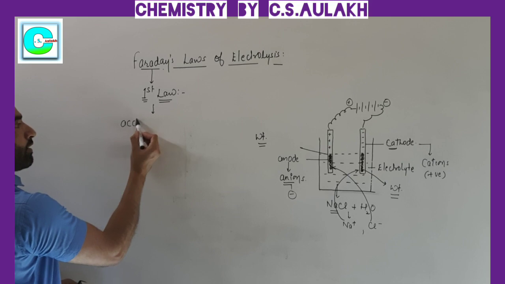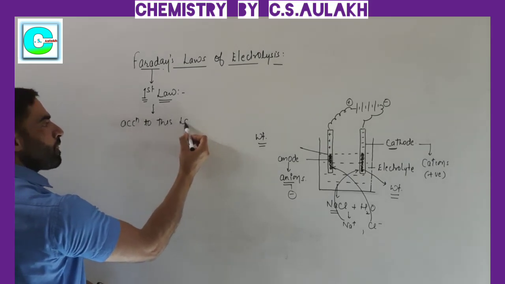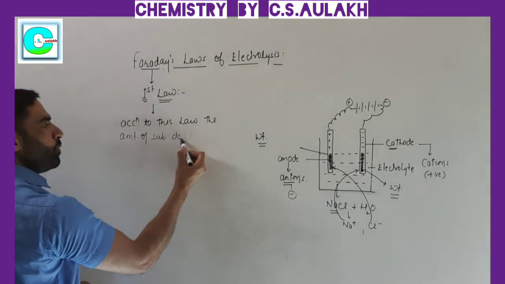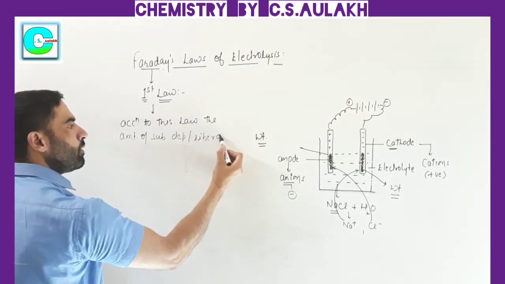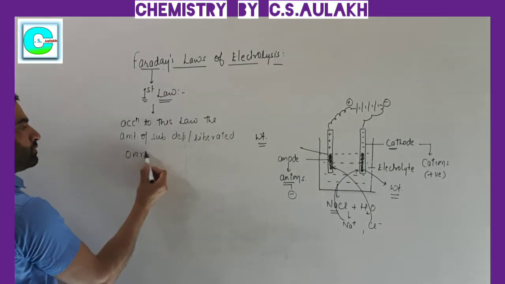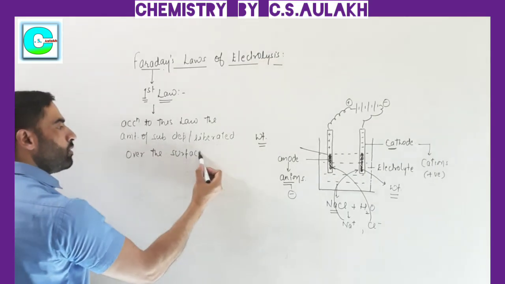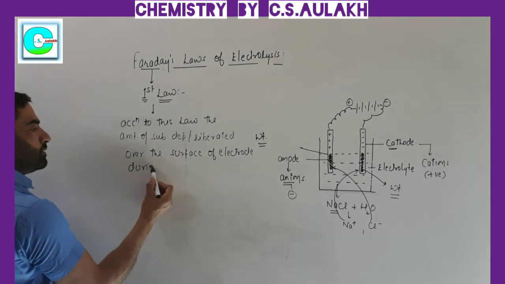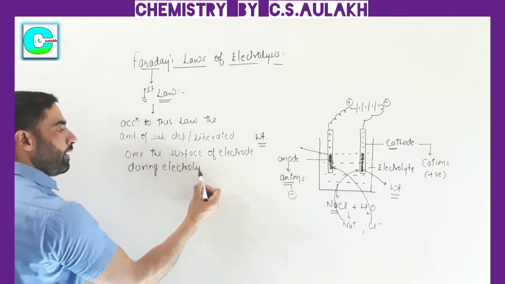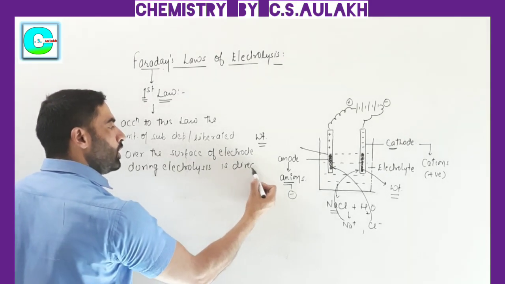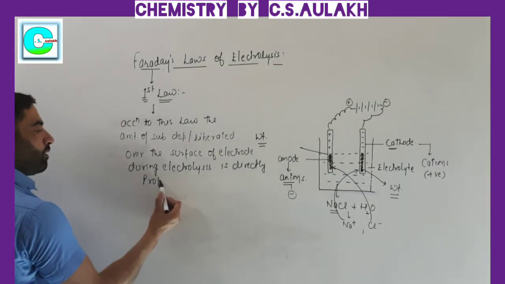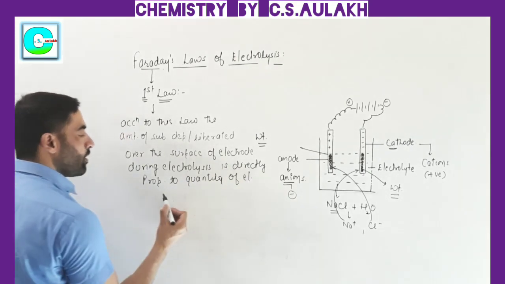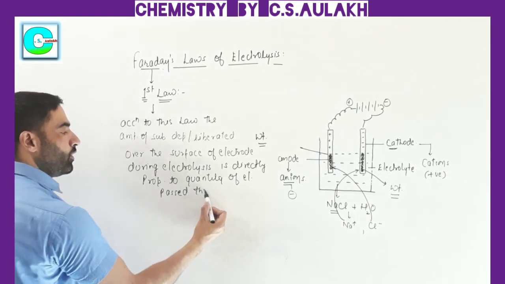According to this law, the amount of substance deposited or liberated over the surface of electrode during electrolysis is directly proportional to the quantity of electricity passed through the solution.